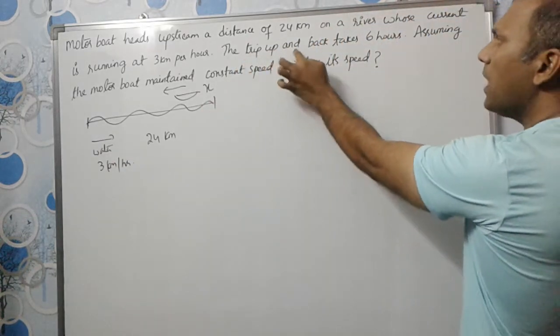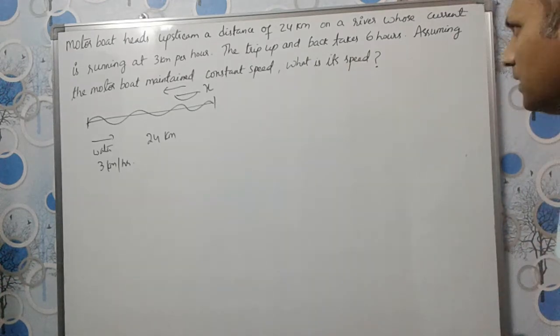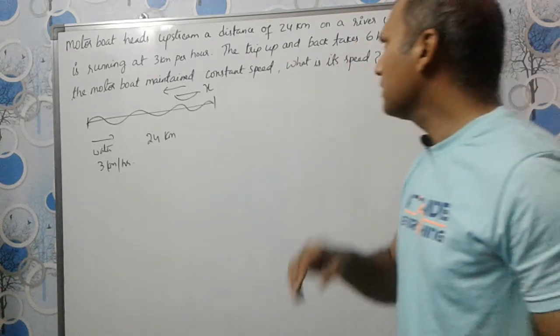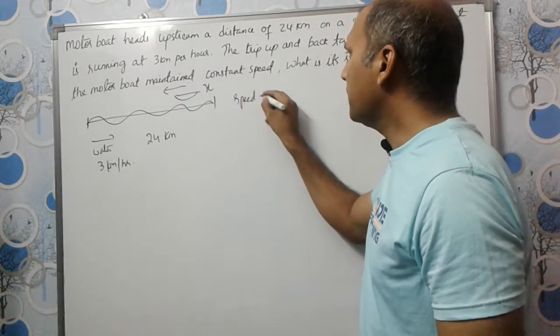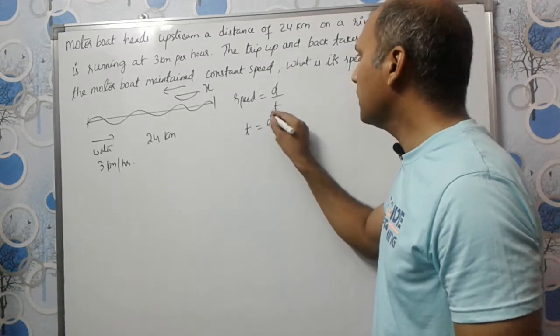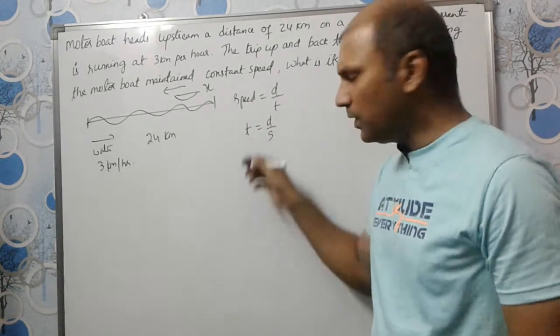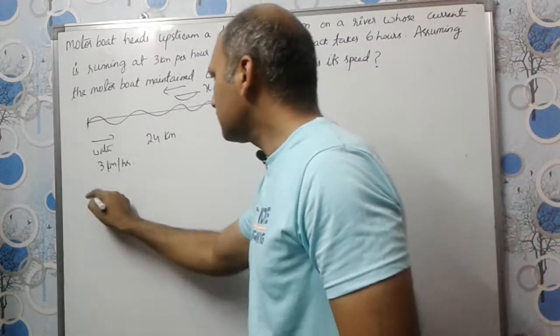So the trip up and back takes 6 hours. All right, assuming the motor boat maintains constant speed, what is the speed? See, in physics we have a formula. Speed is distance covered by time. So time will be equal to distance by speed. We'll use this formula.